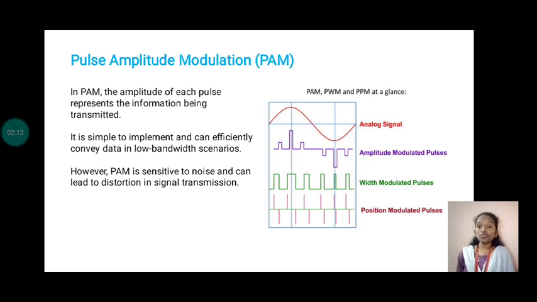Now we have to know pulse amplitude modulation, which is roughly known as PAM. In PAM, the amplitude of each pulse represents the information being transmitted, and it is simple to implement and can efficiently convey the data in low bandwidth scenarios. However, PAM is sensitive to noise and can lead to distortion in signal transmission.